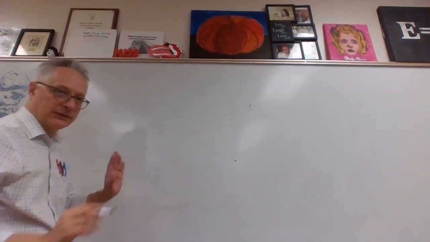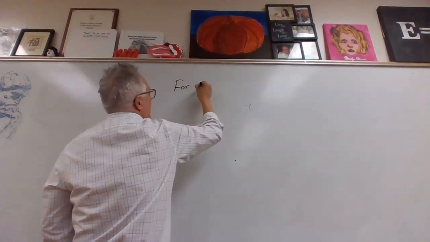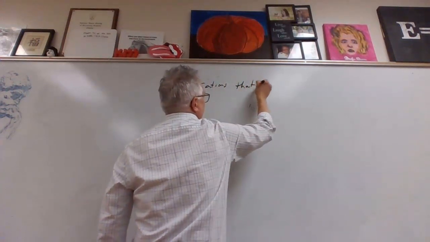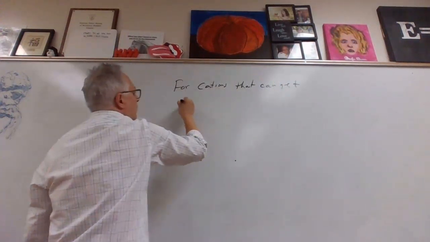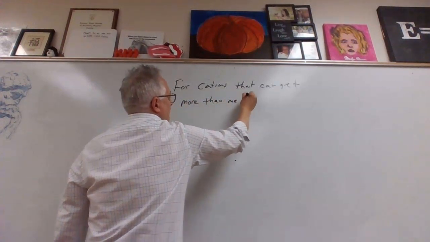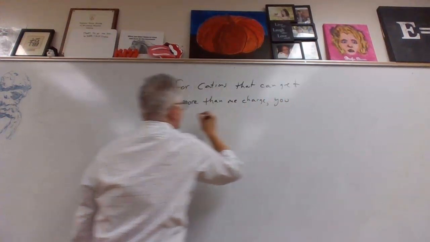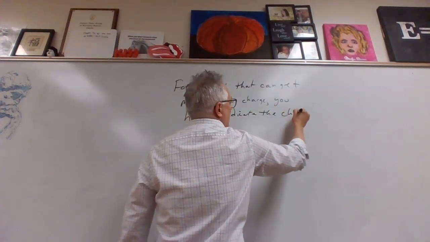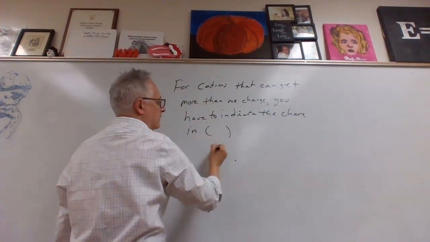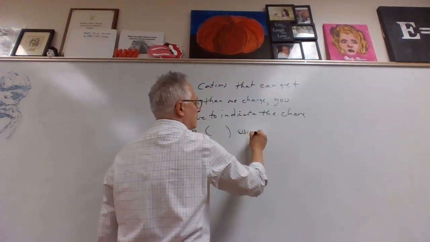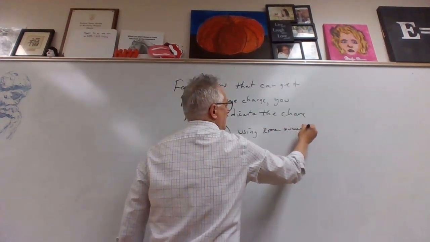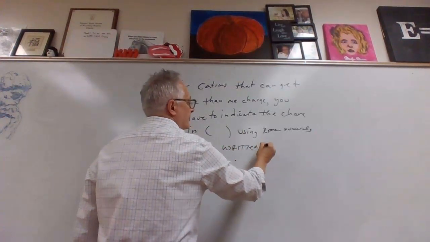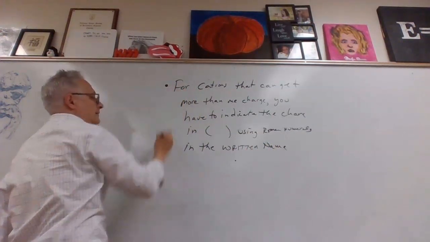So I guess if we summarize things up, for ions, I should say cations, that can get more than one charge, you have to indicate the charge in parentheses using Roman numerals in the written name. So that's bullet point 1.